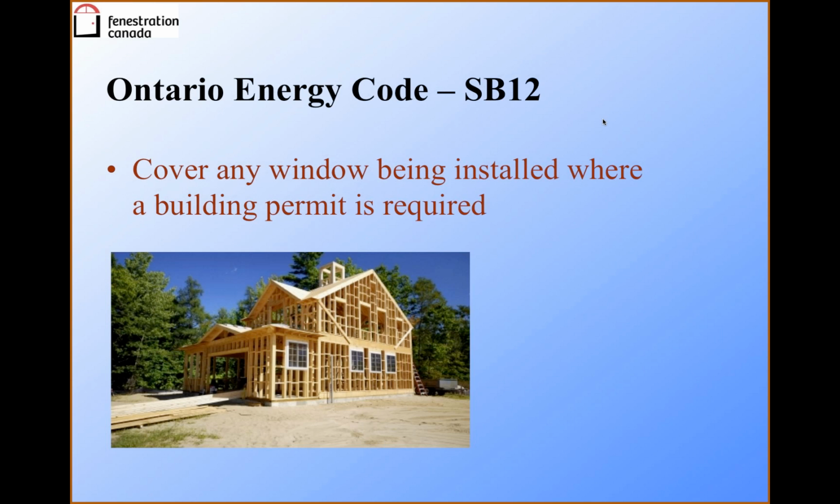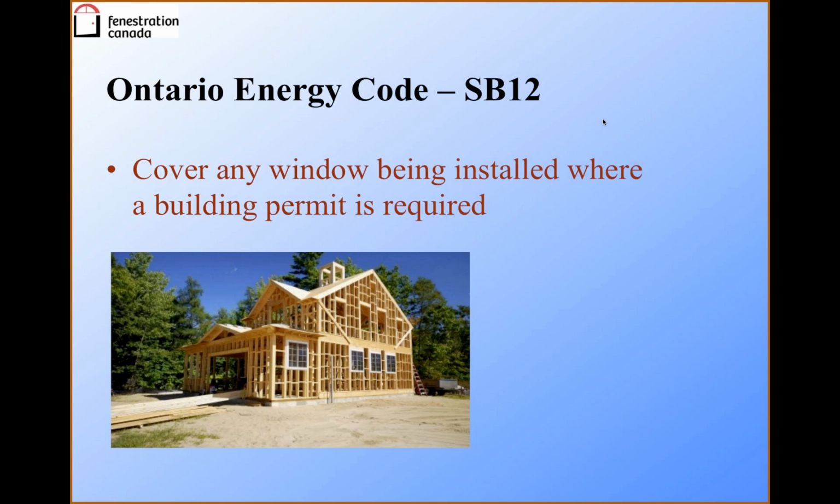So, the Ontario Energy Code for residential buildings, what's known as SB 12, has been out there now since the beginning of 2012. Actually, it's been out there quite a bit longer than that, but it was just modified in 2012. And it covers any window being installed where a building permit is required. So whether that is new construction or large renovations where a building permit's required, that's what the Energy Code covers.